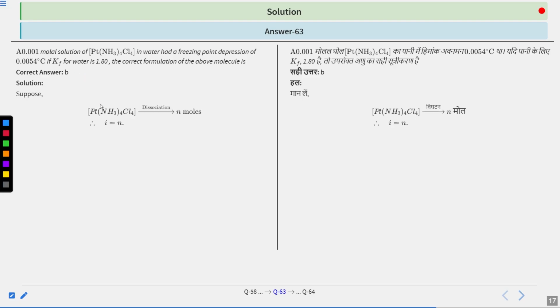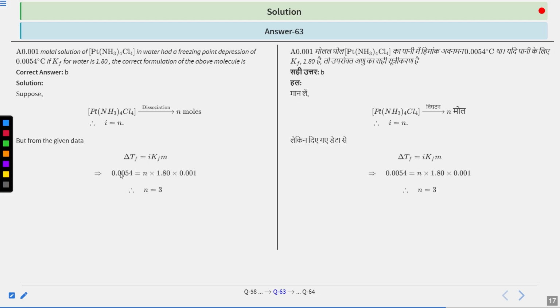So suppose for the given complex which is [Pt(NH3)4]Cl4, the dissociation occurs. So that will give you how many molecules? Suppose we are taking n moles, then you will get the same number of molecules because the primary valency here is not being satisfied by any of the anions. So the number of moles of complex is equal to the van't Hoff factor. So i is equal to n. But from the given data, we are saying that delta T is equal to i Kf m. We know the formula.